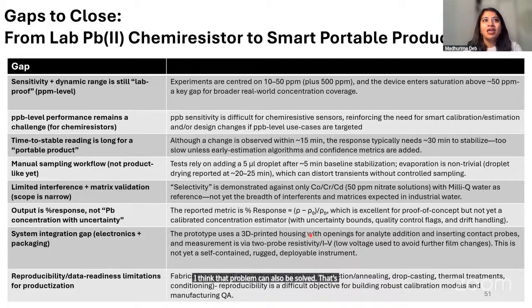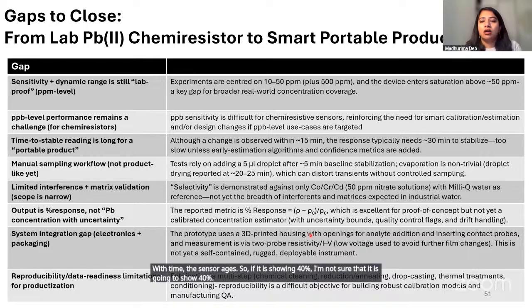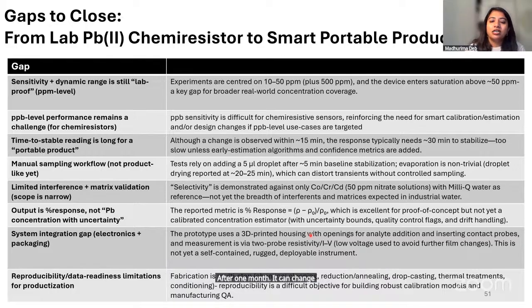That's not the biggest problem, but we also need these problems to be solved, like the drift handling. Why drift handling? Because with time, the sensor ages. So if it is showing 40%, I'm not sure that it is going to show 40% after 1 month. It can change because of humidity. So again, we need these auxiliary sensors so that we can make sure that I have this data and I have all the drift data also, and I have calibrated and classified my data accordingly.